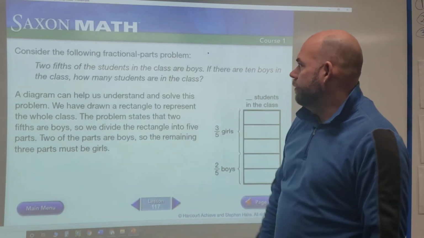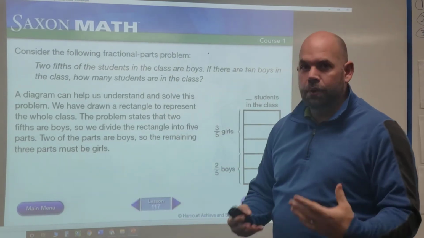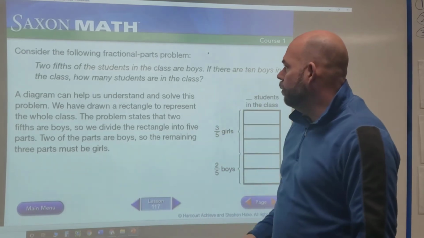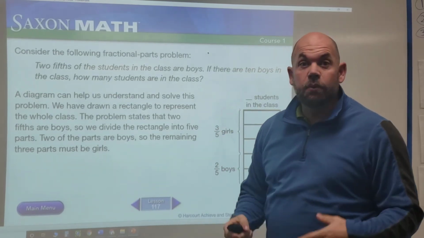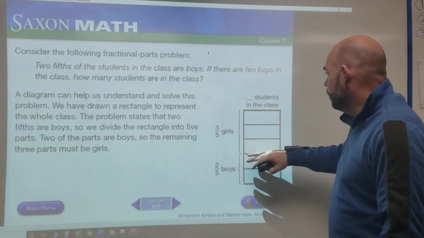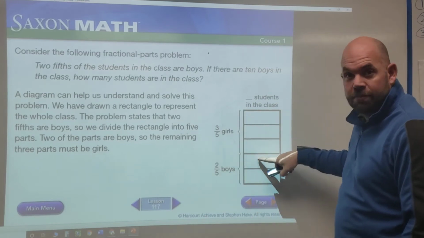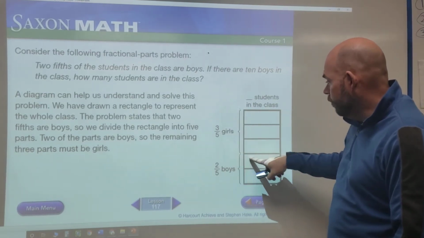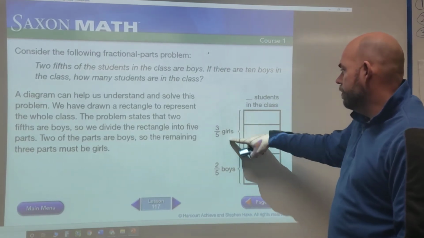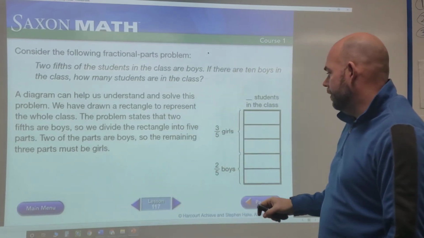So look at the following fractional part problem. 2/5 of the students in the class are boys. If there are 10 boys in the class, how many students are in the class? Now we can draw a diagram to help understand this. If we know 2/5 are boys, we can do 5 parts. Then the 2/5 are the boys, and 3/5 will be girls. We're solving for how many students are in the class.